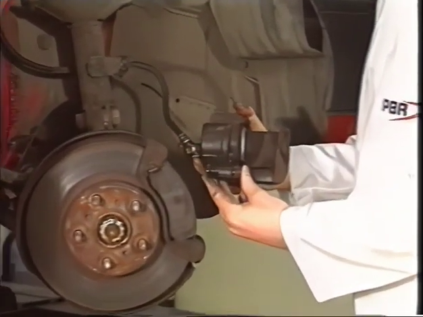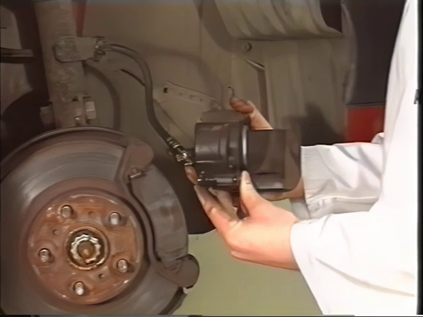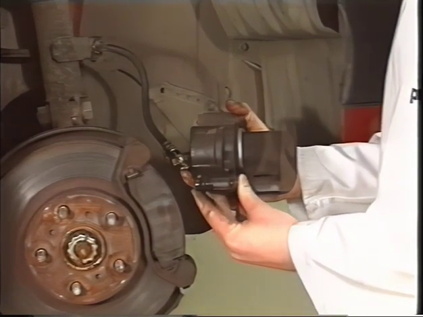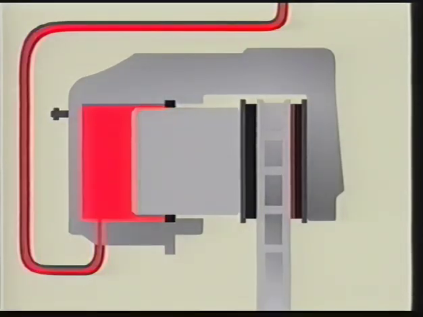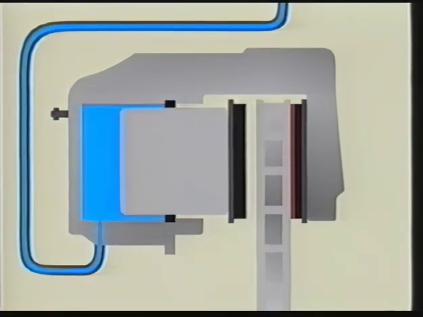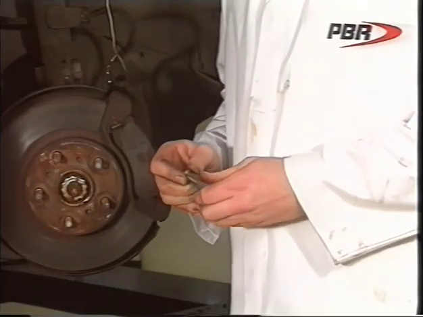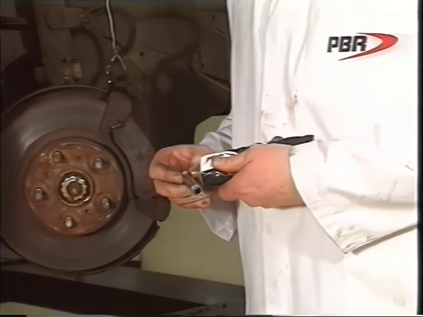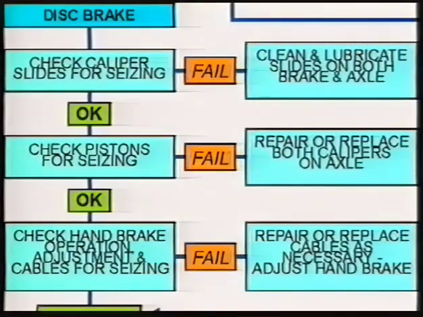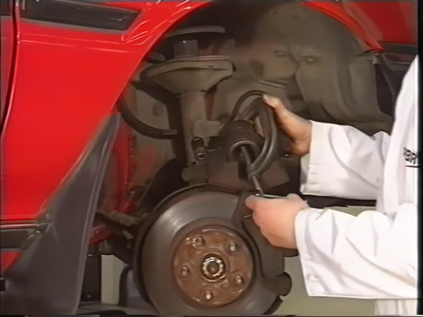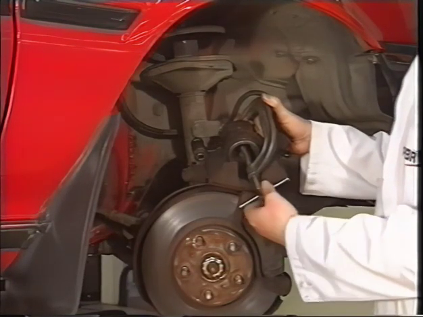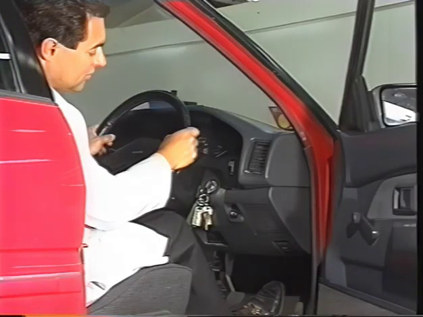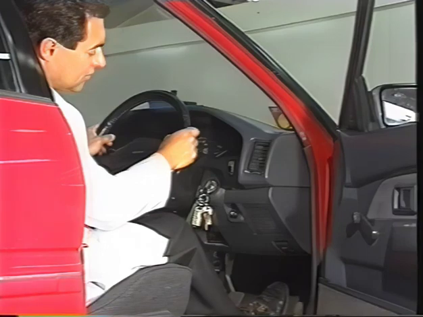Looking at the flowchart reveals that we are again faced with a choice of two paths. Since the majority of vehicles are now fitted with disc brakes to at least the front wheels, we shall follow the disc brake path first. The first instruction on our flowchart is to check the caliper slides on floating calipers for seizing. This is best done by first removing the caliper and then moving the slides to the limit of their travel in both directions. Tight slides don't allow the caliper to release properly, causing the outside pad to drag, overheat, or wear more. If this condition exists, then the slides from both calipers on the axle should be removed, cleaned, and lubricated.